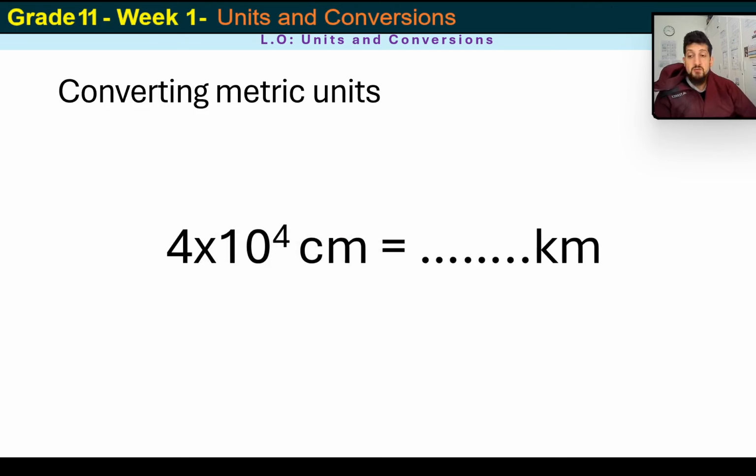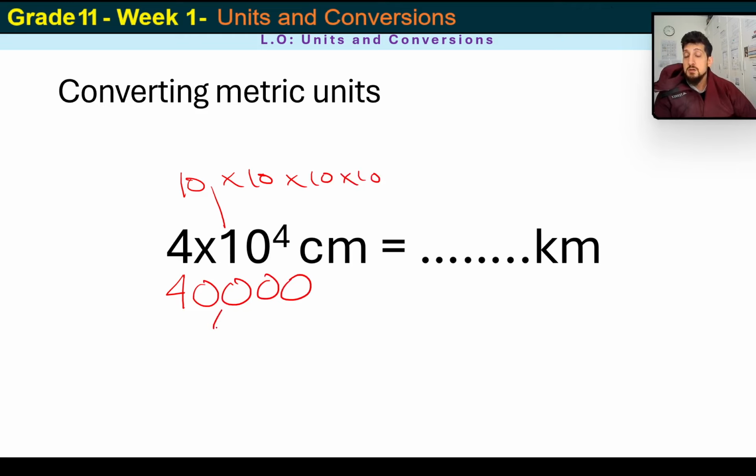4 times 10 to the power 4 centimeters. Well, let's change that from scientific notations to the normal form. So that will be 4. And how many zeros? Remember, it's times 10 to the power of 4. So that means 10 times 10 times 10 times 10, which equals 4 zeros. 40,000 centimeters. We still haven't done the conversion. So let's change it to meters first. And that will equal 400 meters.